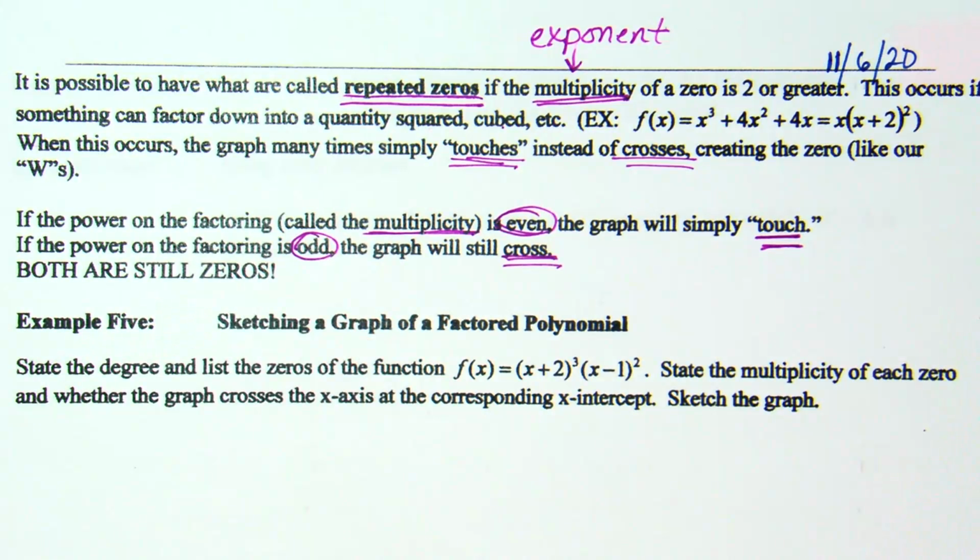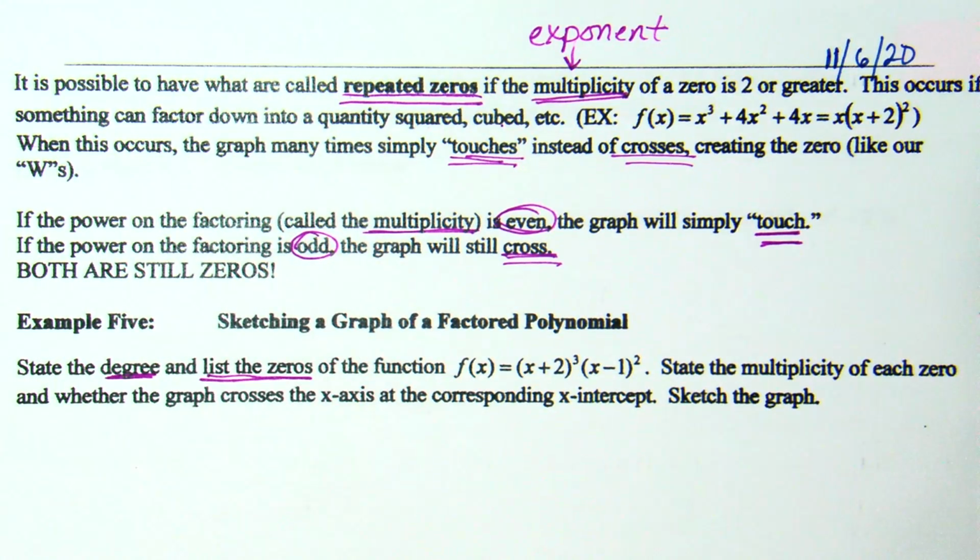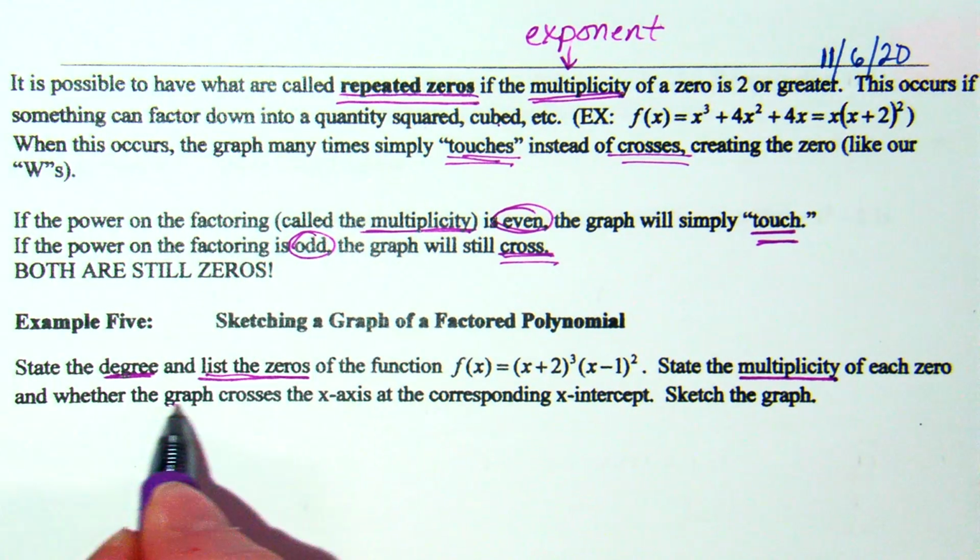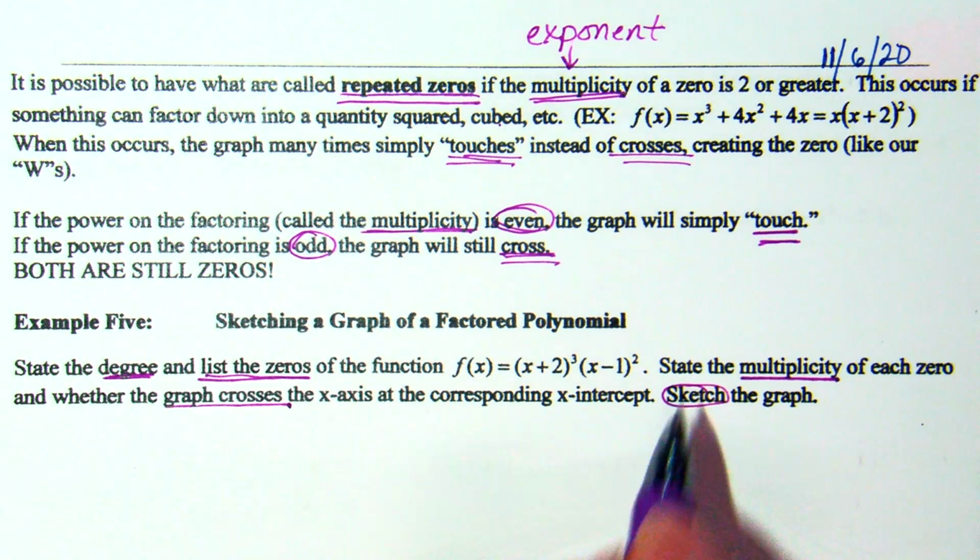Okay, so let's look at example 5, and I'll try and explain exactly what I mean and show what I mean, okay? Example 5 is asking several questions. It asks us to state the degree of the problem. It asks us to list the zeros of the problem. The problem is this f of x. It's also asked us to state the multiplicity of each zero, and then whether the graph crosses the x-axis or touches. Okay?